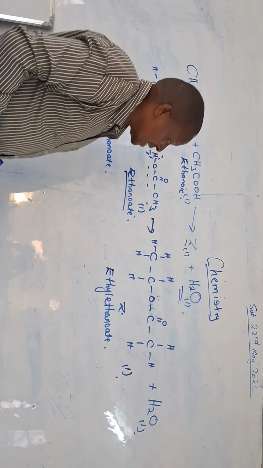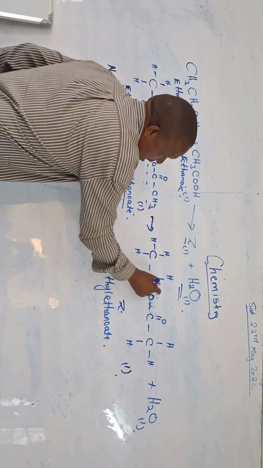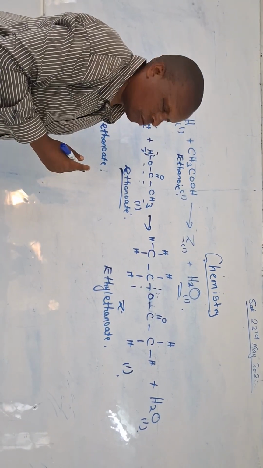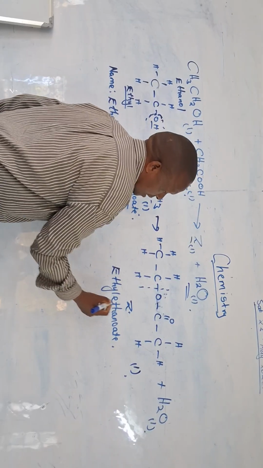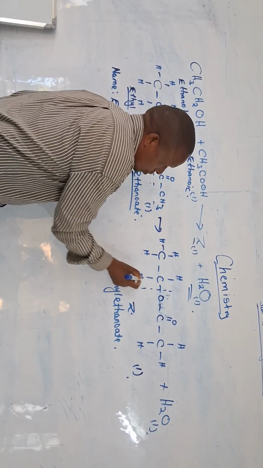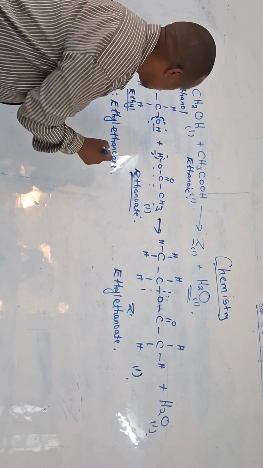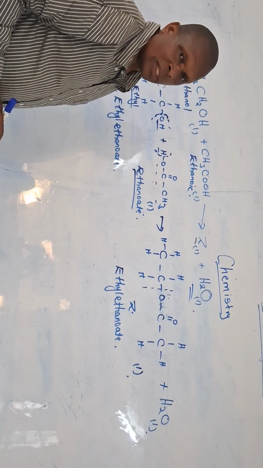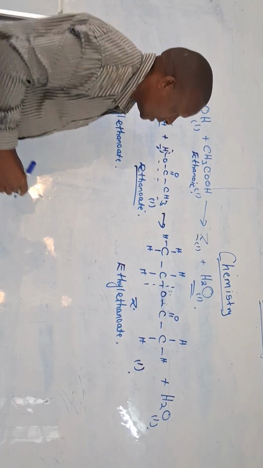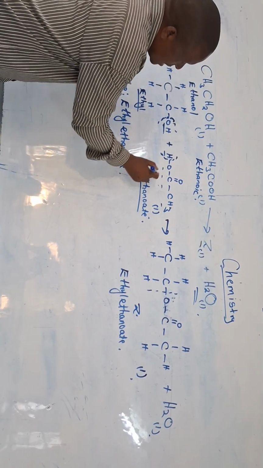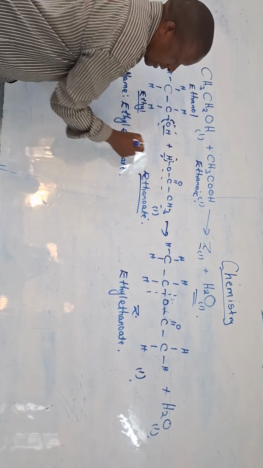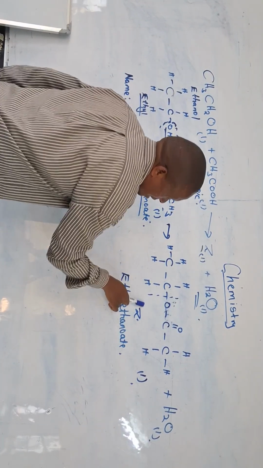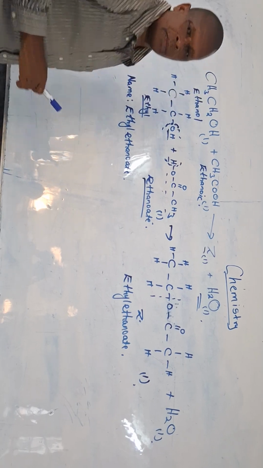How have we formed ethyl ethanoate? The ethyl part, which is this side like this, is coming from ethanol. Ethanoate part is coming from ethanoic acid. So ethanol lost hydroxyl group, which is this one. And then after losing the hydroxyl group, what remained is the ethyl part. Then the ethanoic acid lost what? The hydrogen. And what remained is ethanoate. So this part is ethanoate, this other part is ethyl group.